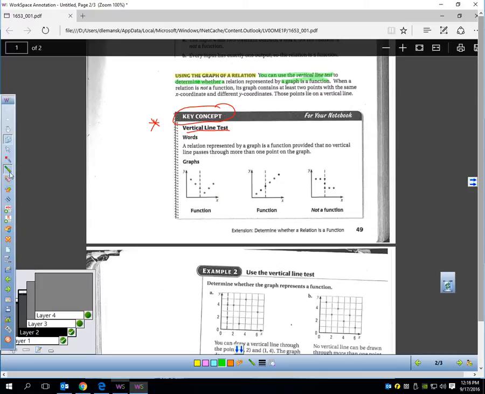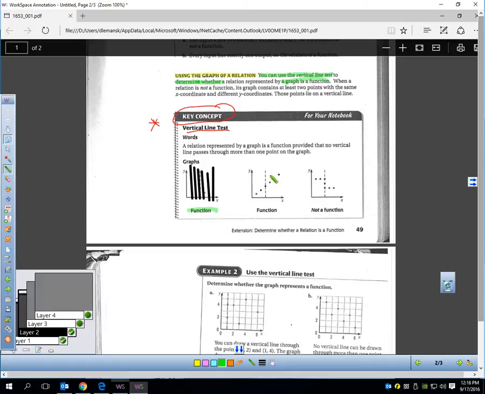So if you imagine here, if I drew imaginary lines, and I'm just trying to do them straight down, trying to do the best I can, you notice none of these lines will ever touch more than one point at any time. Vertical lines, vertical means up and down, of course. This is a function for that reason. It passed the vertical line test. There was never more than one point on any of my vertical lines.